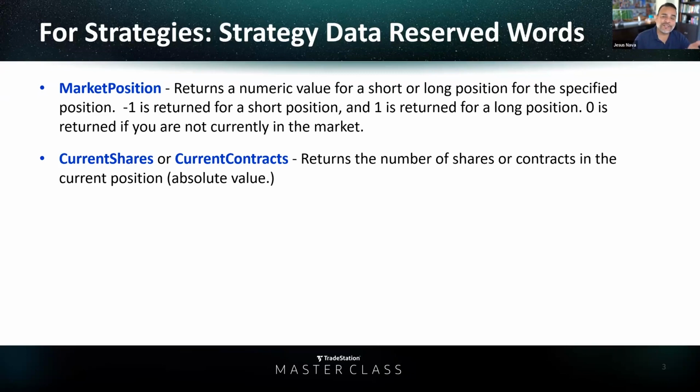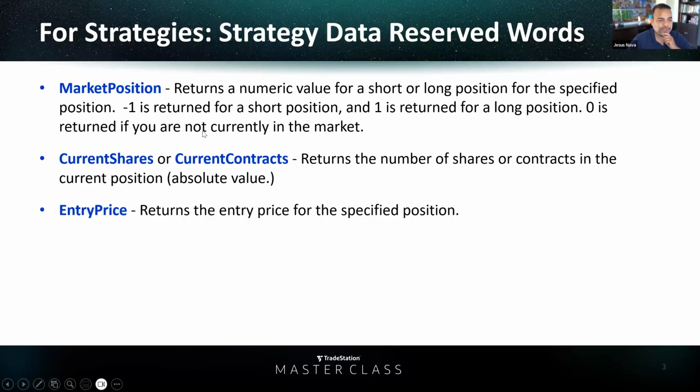But if you have a strategy on a chart, this word will look at the strategy and find out how many shares are being traded or how many contracts are being traded. It'll be an absolute value. Okay, so it won't be negative for short and it won't be positive for long. It'll be absolute. Okay, what tells you if you're long or short is market position.